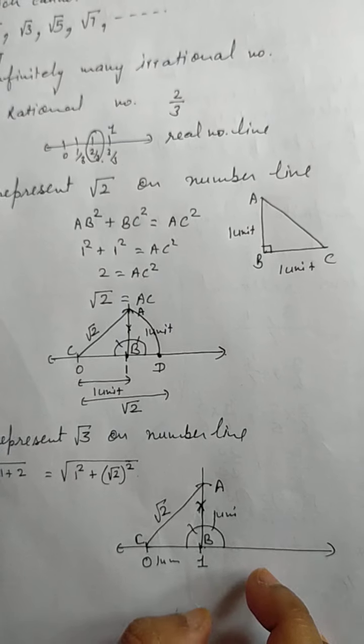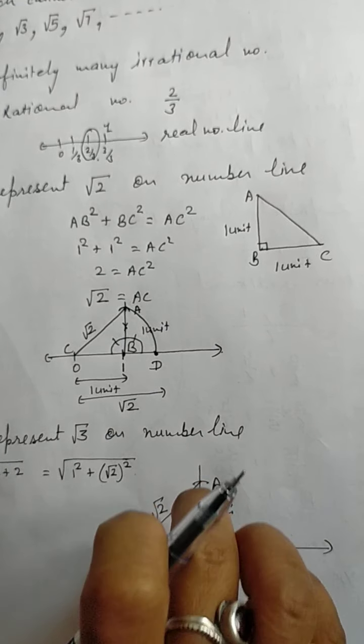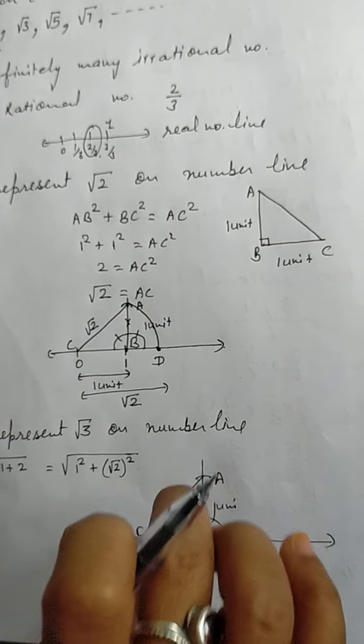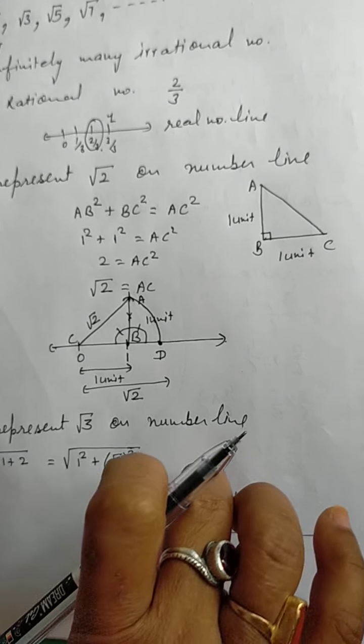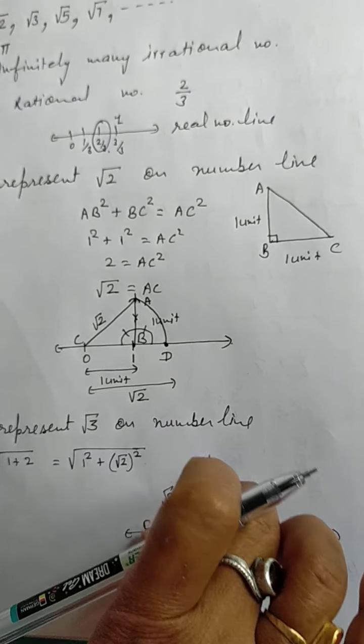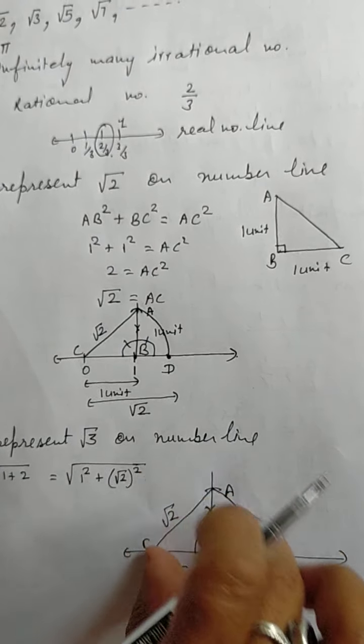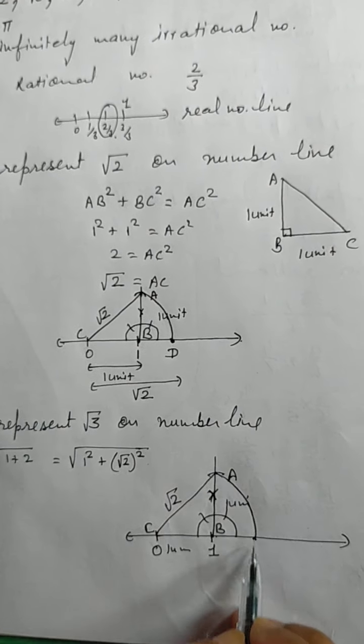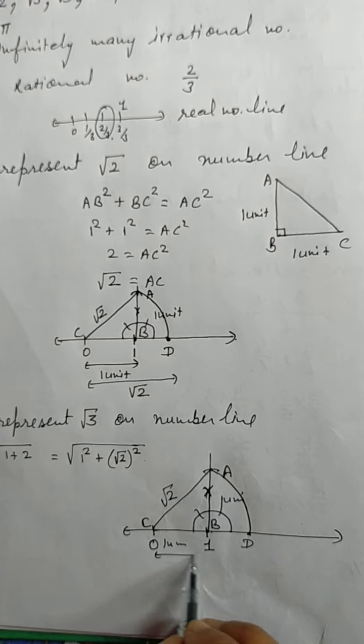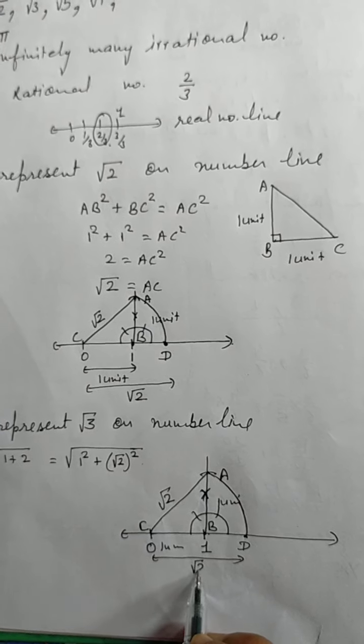Then represent square root 2 on the number line. How to represent square root 2 on the number line? You measure from C to A. From C to A you draw this arc like this with the help of compass, right? Then this point is D, and this distance will be equal to square root 2.